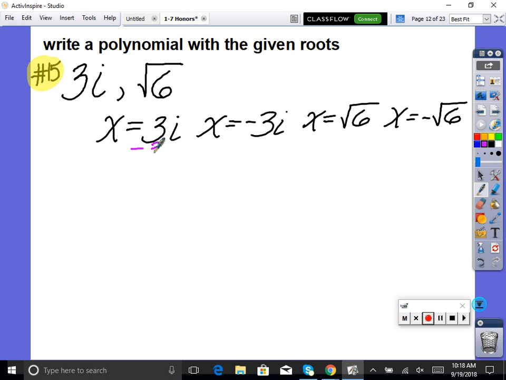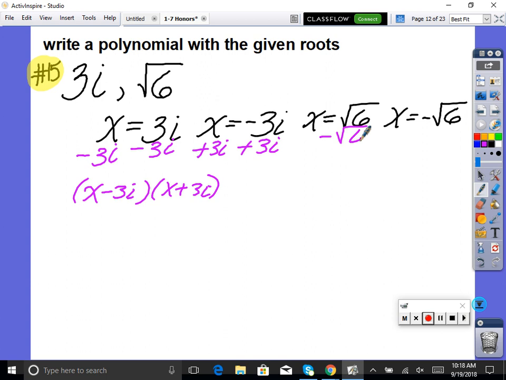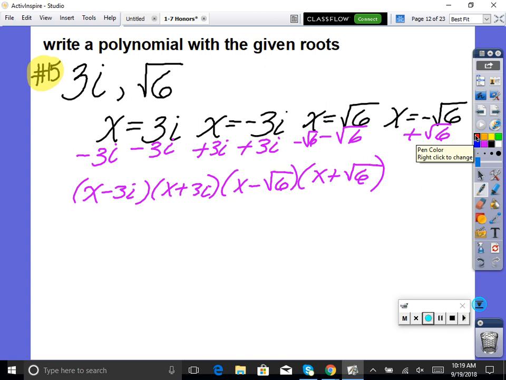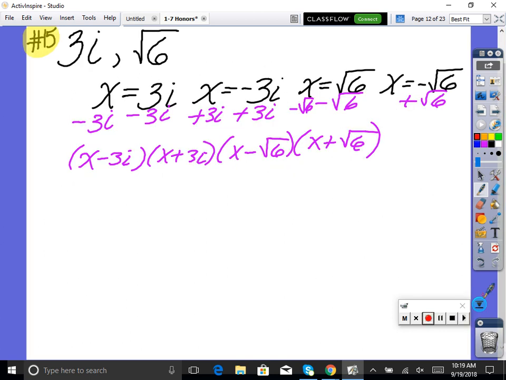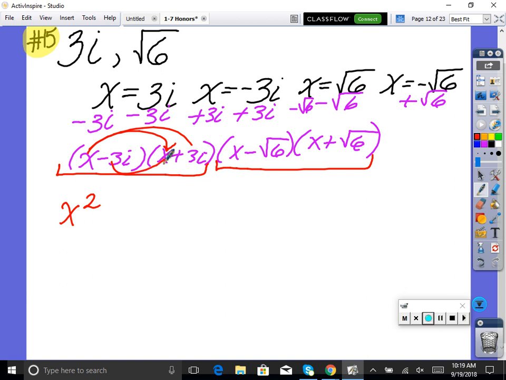So now work backwards, so we'll subtract 3i. So we have x minus 3i. Now we'll add 3i. So we have x plus 3i. Then we would subtract root 6. X minus root 6. Then we'll add root 6. So we have x plus root 6. When multiplying 4 things together, multiply 2 together, then multiply in all of it. So, once again, always multiply your conjugates together. So we would multiply this out, so we would have x squared. The middle term cancels out with a conjugate. So then right now we have minus 9i squared, which simplifies to be x squared plus 9.